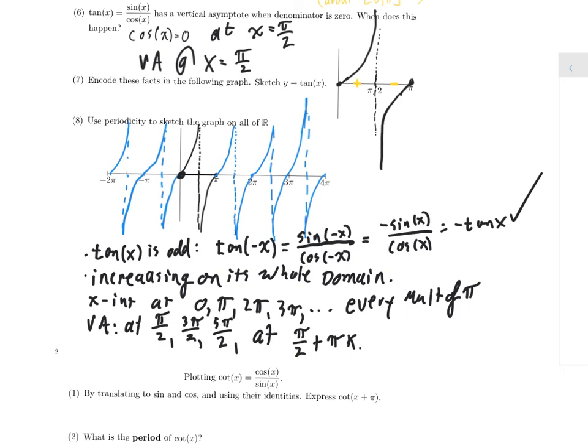Cool. So if we can do all that for tangent, surely we can do it for cotangent too. Maybe I'll stop and upload this video, and then we'll talk about cotangent in a moment.